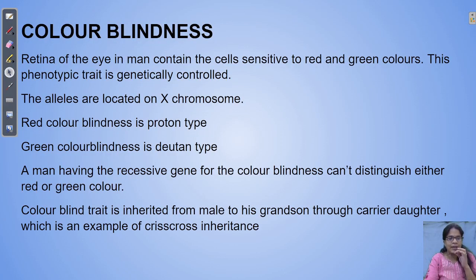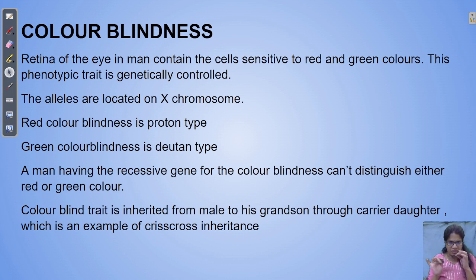So color blindness, I told you, the retina of the eye in man contains cells sensitive to red and green colors. This phenotypic trait is genetically controlled. The alleles are located on the X chromosome. The red color blindness is called protan type and green color blindness is called deutan type. A man having the recessive gene for color blindness can't distinguish either red or green. I told you, even shades cannot be distinguished by him. The color blind trait is inherited from male, I told you, from male to his grandson through the carrier daughter.